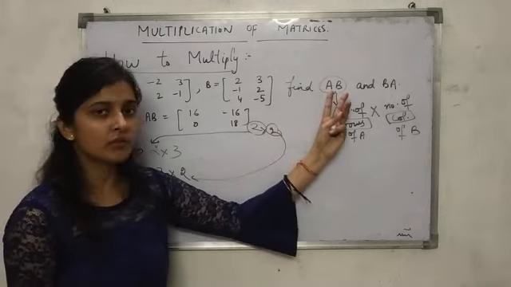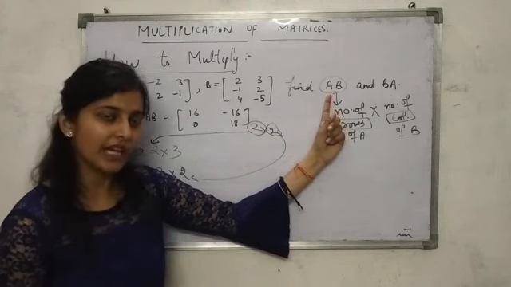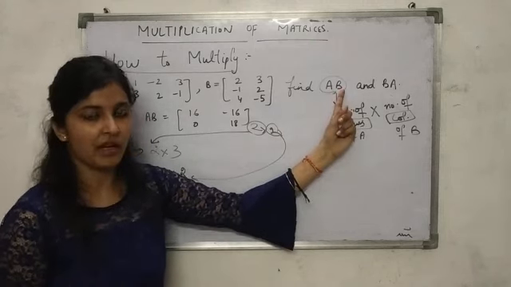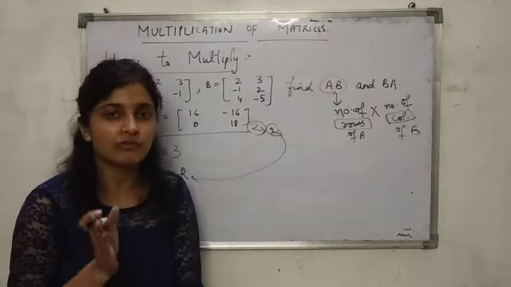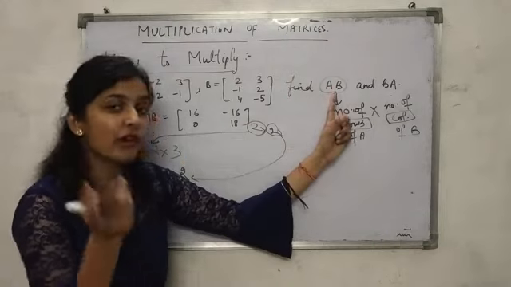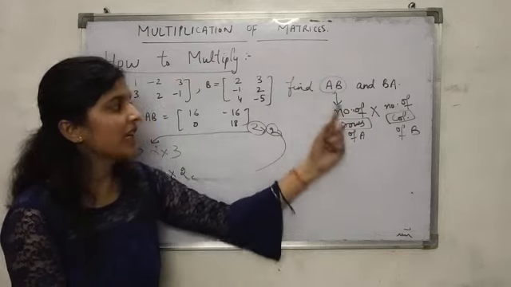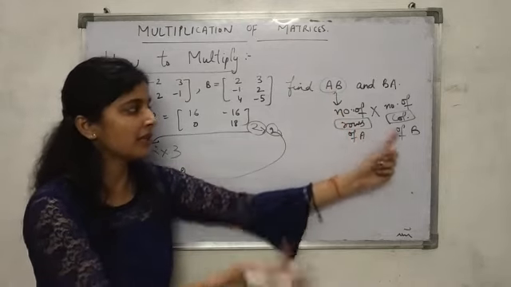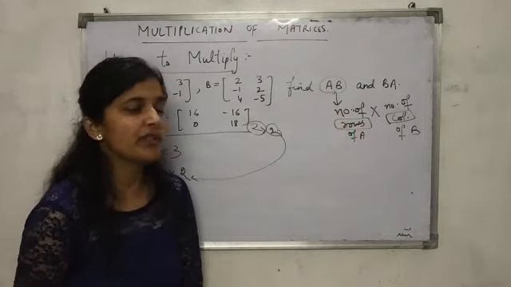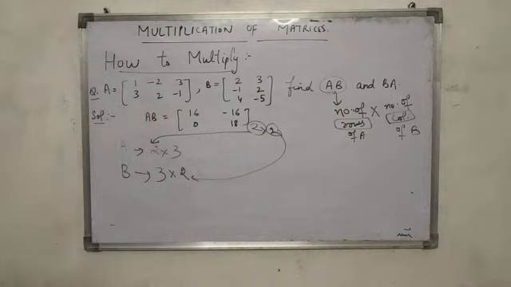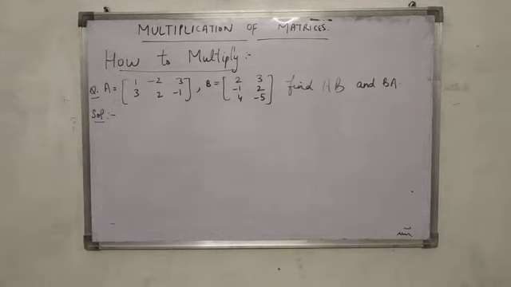So order of AB will be number of rows of A, number of columns of B. While multiplying you are to keep in mind that number of columns of A must be equal to number of rows of B, but in the answer you will get number of rows of A multiplied with number of columns of B. I hope it is clear to you. I hope you have noted down that.